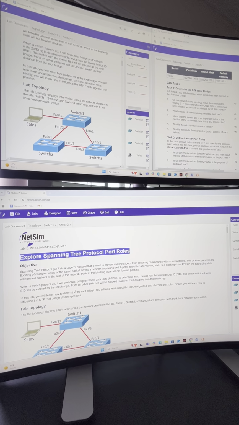I am Benjamin Williams and today we're going to be doing another lab within Boson NetSim. Today's lab is going to be on exploring spanning tree port roles. So let's go ahead and read our objective for this lab.